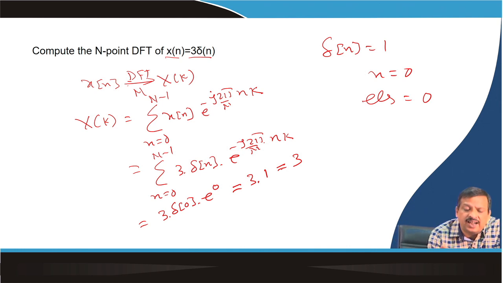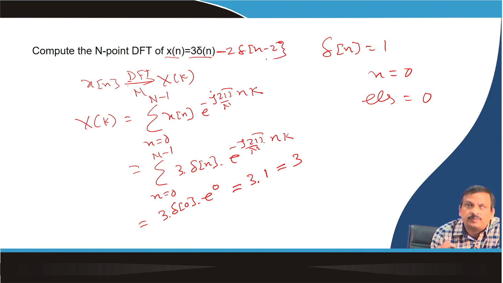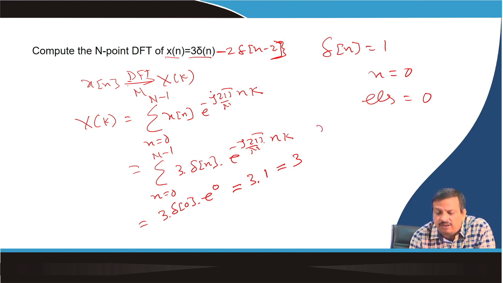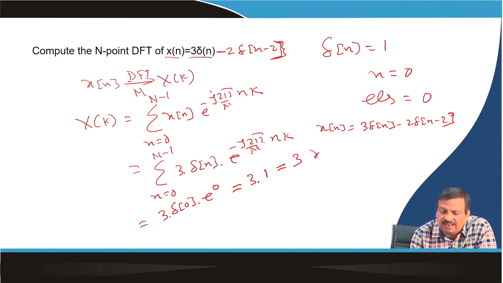Now, instead of delta n, if I say 3 delta n minus 2 delta n minus 2, so my x of n is equal to 3 delta n minus 2 delta n minus 2. So, what I can say is my signal x of n is nothing but 3, 0, minus 2, where the 0th point is 3.